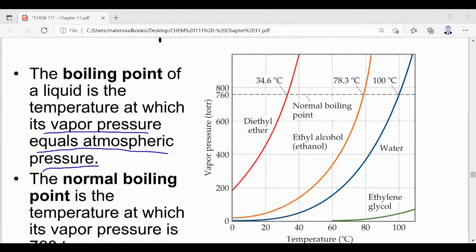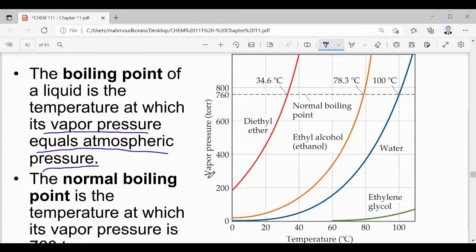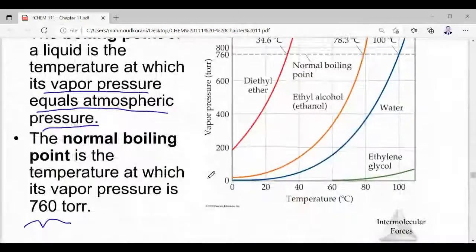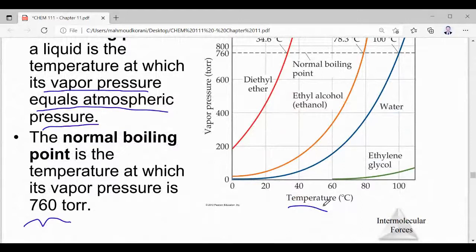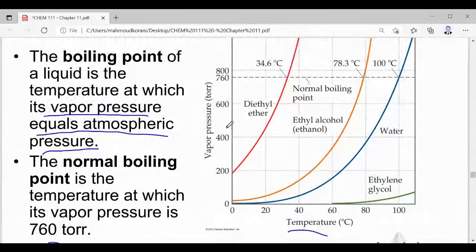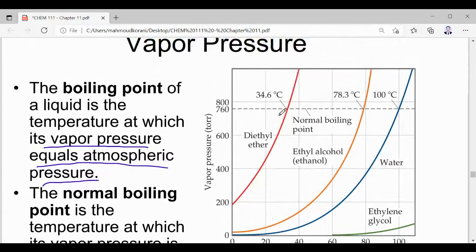Look at that figure. It's a relation between the boiling point and the vapor pressure. Temperature is on the x-axis, and the vapor pressure is shown for different liquids: diethyl ether, ethyl alcohol, water, and ethylene glycol. The relation between temperature and vapor pressure for diethyl ether is the red curve. It looks like this one, the vapor pressure increases with increasing temperature.